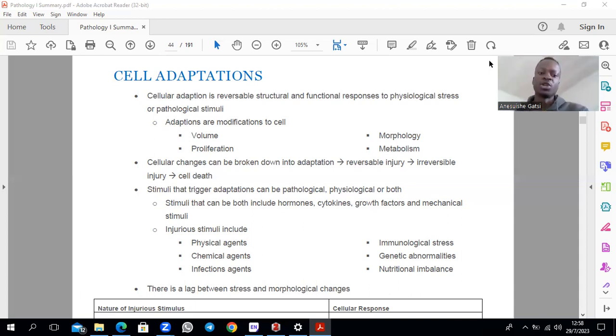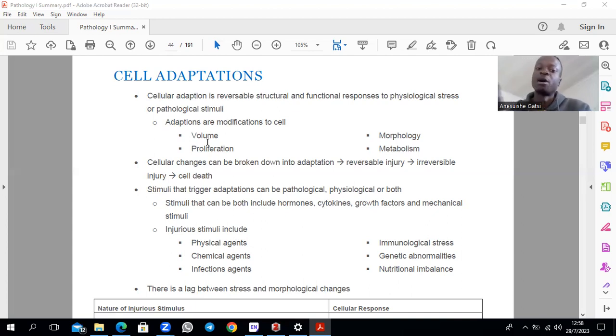So you can have different adaptations or modifications in a cell. It can be morphology, metabolism, proliferation, volume. Examples that most of you know from maybe your preclinical, you can have a decrease in metabolic function associated with a decrease in size of the cell. That's atrophy.